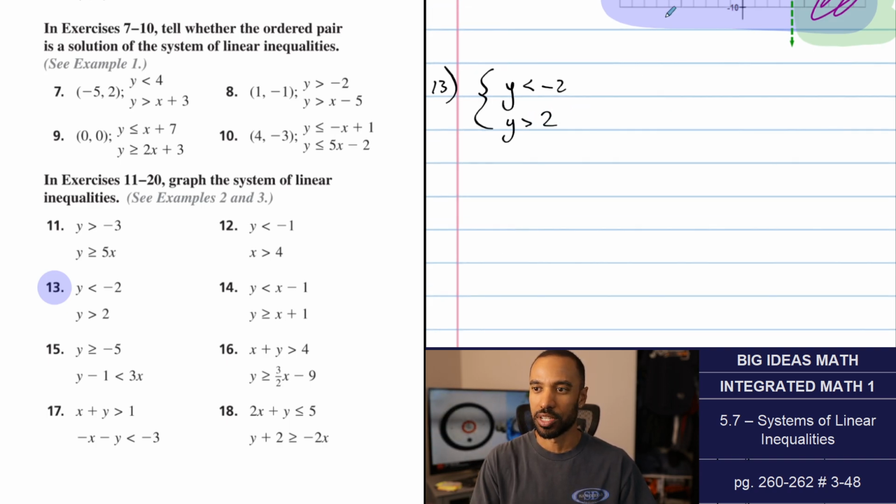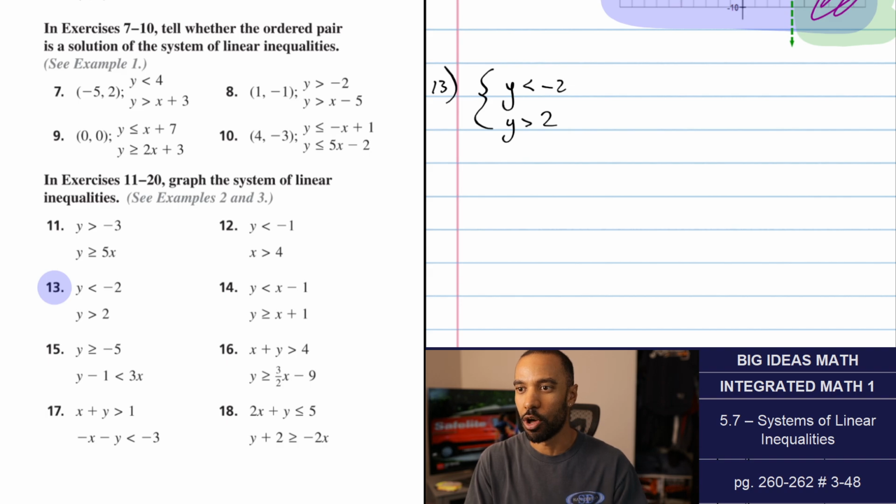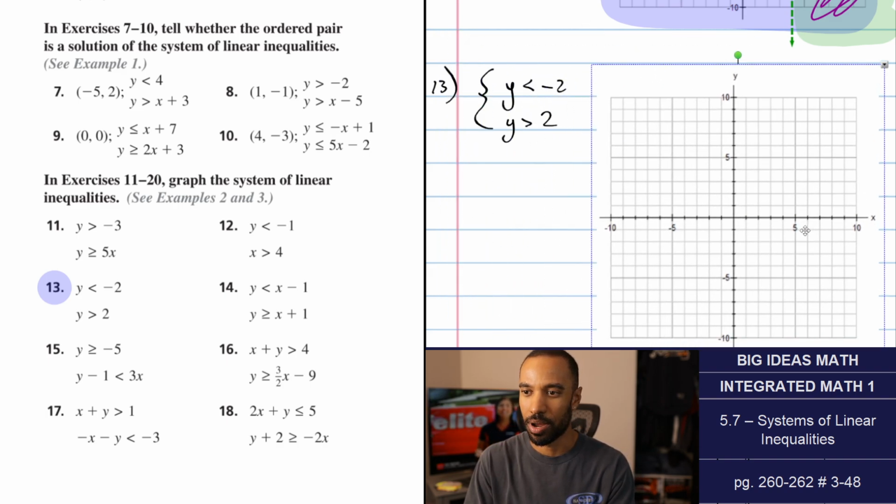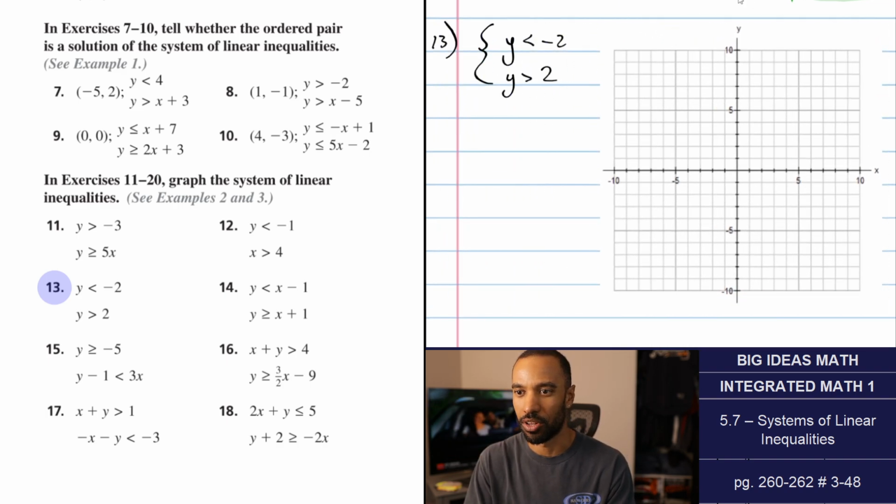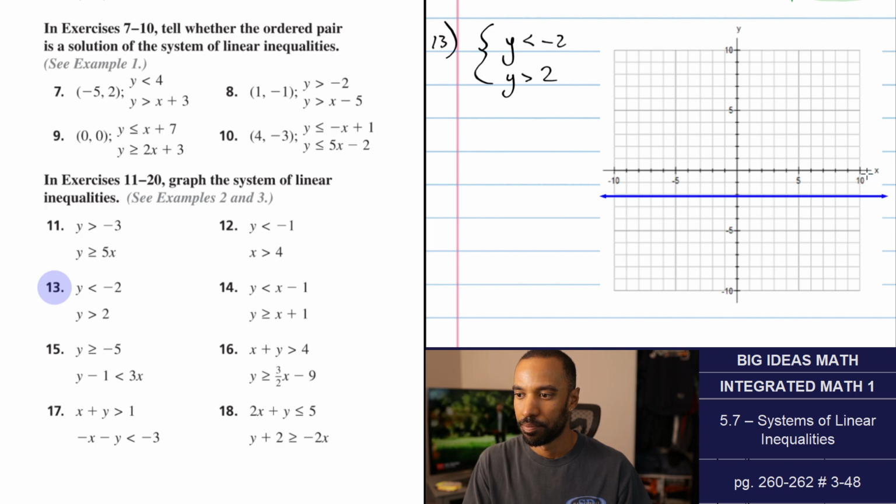Oh, okay, this one's interesting. We're not quite getting just two slope-intercept form ones yet, as you can tell. They want to play around with vertical and horizontal lines, in this case horizontal lines. y is less than -2. Here's my y equals, here's my less than.